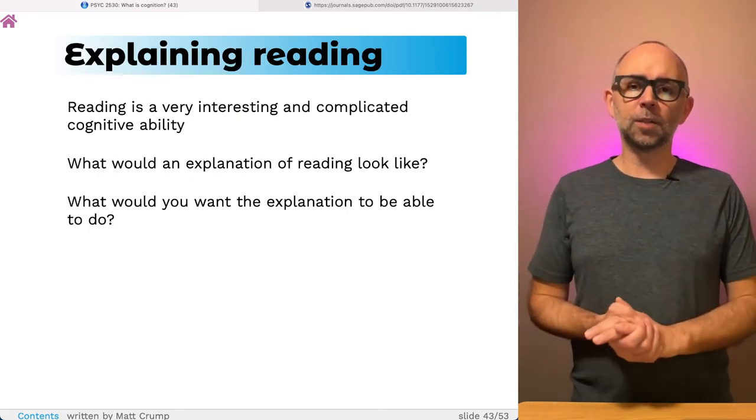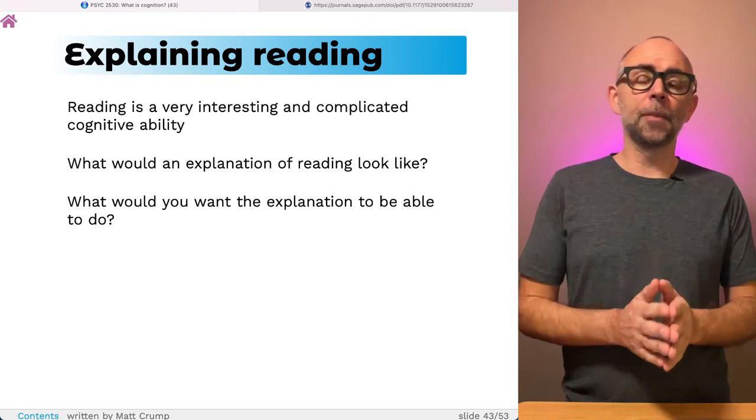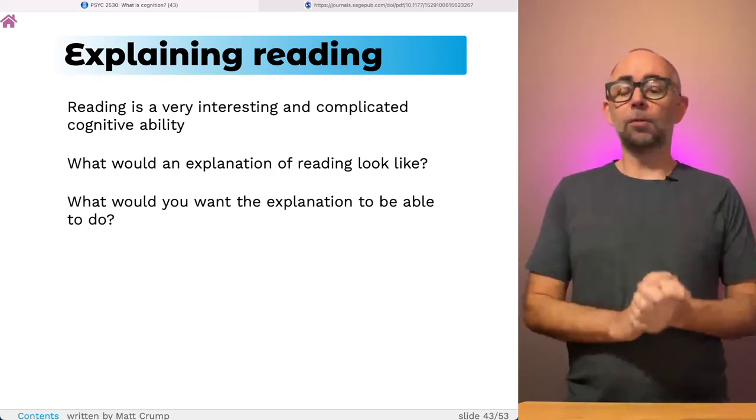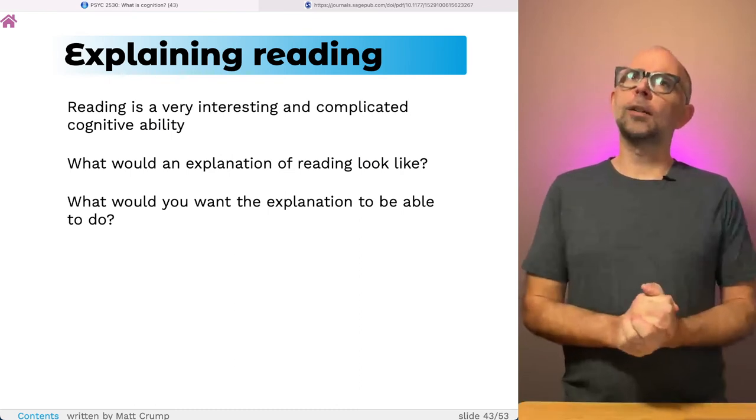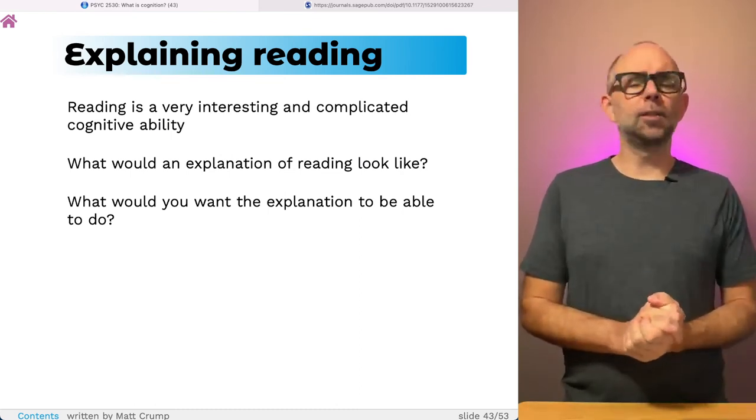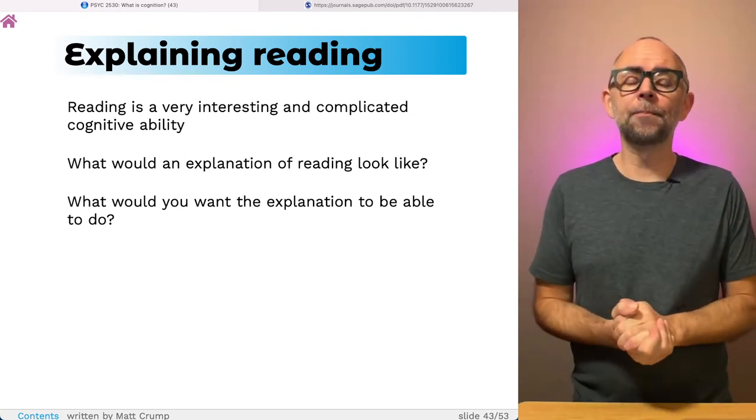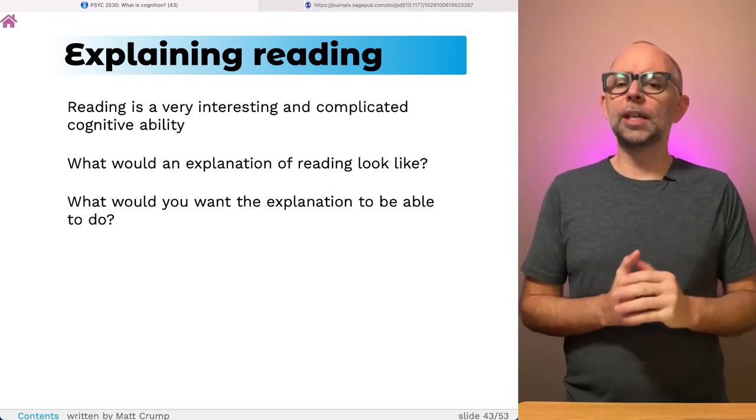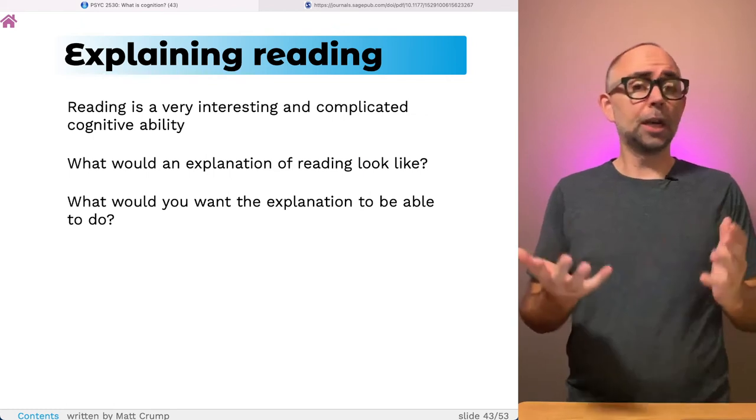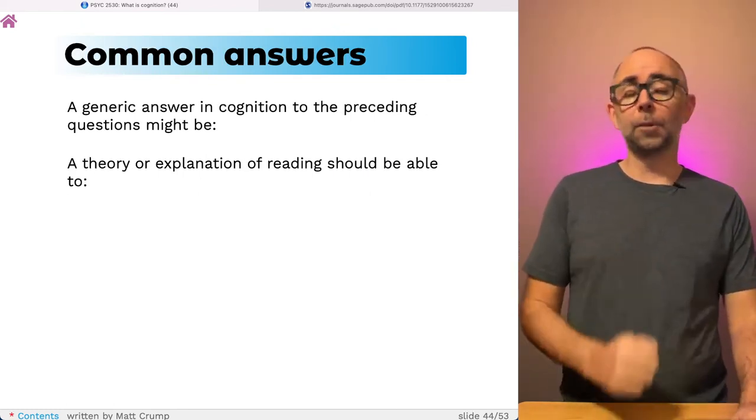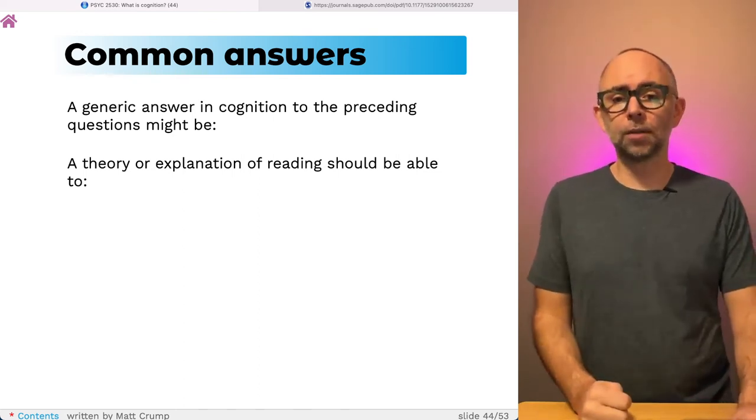When we think about explaining any cognitive ability, like reading, it's worth backing up and wondering, well, what would I want an explanation to be? What would an explanation of reading, for example, look like? And what would I want these explanations to be able to do? What counts as an explanation? Here's a few common answers to these questions.